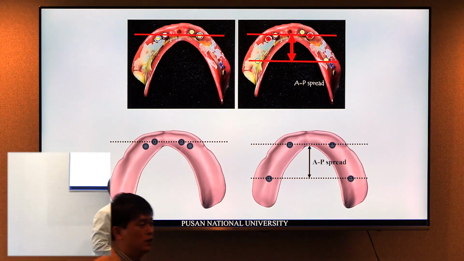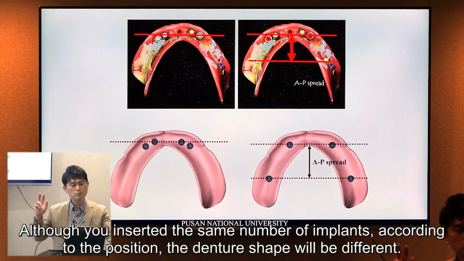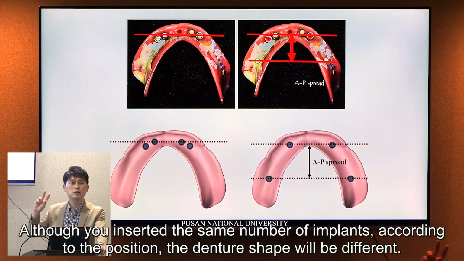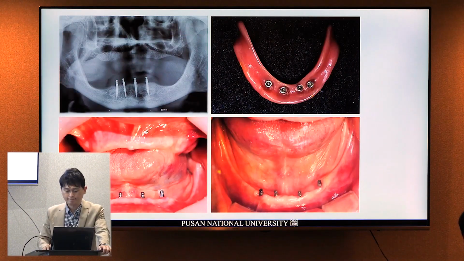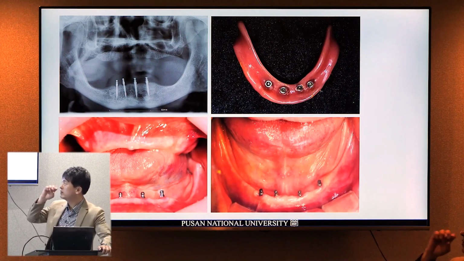Okay, so anyway, although you insert the same number of implants, the denture shape will be different according to the position. Last slide. Okay, last case.